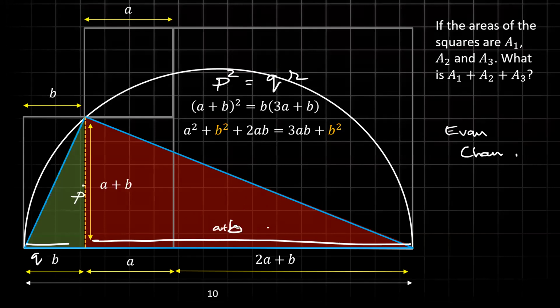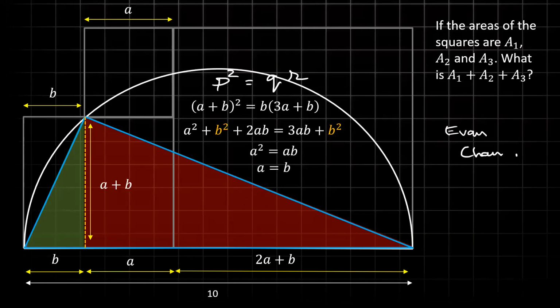Okay. Yes, Keaton, you're right. Do you agree you get A is equal to B? I mean, you get A square is equal to AB, but at the end of the day, it's A is equal to B. Is that obvious? I'm cunning, right?